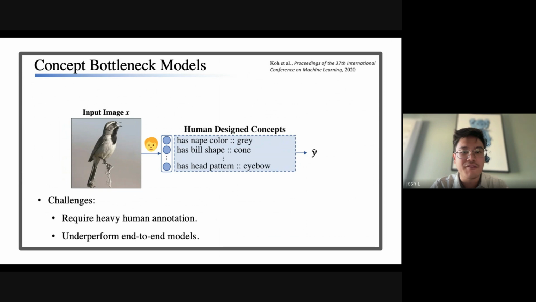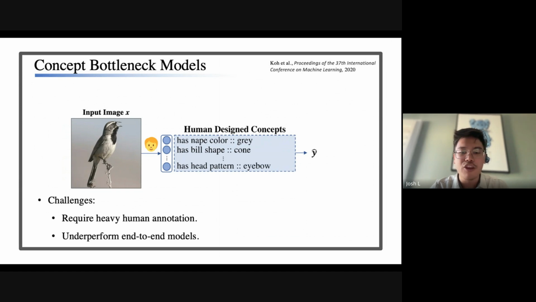So you try to predict the fact that, okay, it has a certain nape color, it has a certain bill shape, it has a certain head pattern, and then taking all of these things into consideration, what is the label? And the main benefit of having a concept bottleneck is that there's much more interactivity because of the interpretability.